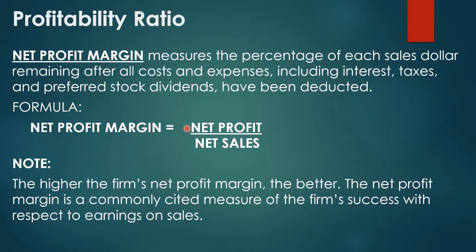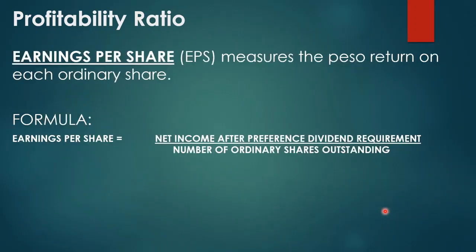Kasi itong si net profit, dyan mo kukunin or mapagkukunan mo yan ng mga additional investment, mapagkukunan mo yan ng distribution of dividends to ordinary stockholders, kasi dito, preferred eh. So, for ordinary stockholders, so the higher the net profit margin, the better. Kasi it measures the firm's success. Now, punta tayo kay earnings per share, which measures the peso return on each ordinary share. So, don't confuse it with dividends per share. So, iba si earnings per share kay dividends per share.